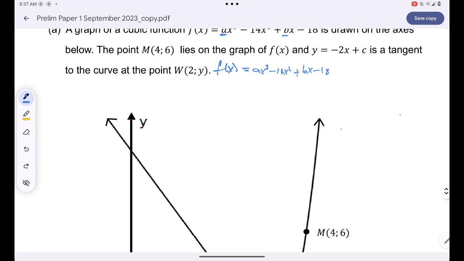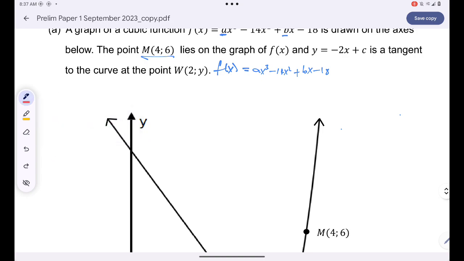We are told that M lies on the graph of f of x, and we are told that y is a tangent to f of x at point W. We are looking for two unknowns. That means, guys, we must solve simultaneously.